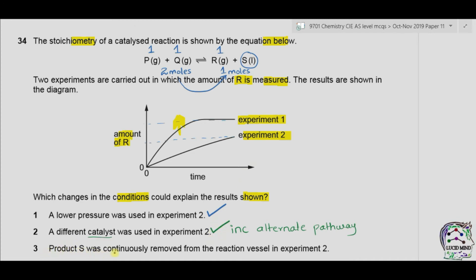3. Product S was continuously removed from the reaction vessel in experiment 2. As product S is continuously removed from the reaction vessel, upon removal of the product, the reaction should move in the forward direction and more R should be produced. While in experiment 2, less R is present, so option 3 is incorrect. As options 1 and 2 are correct, the answer is B.